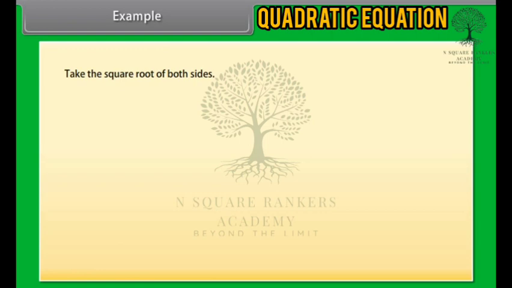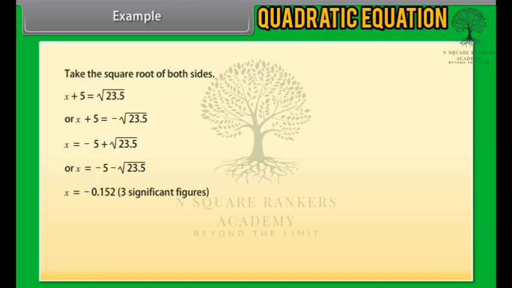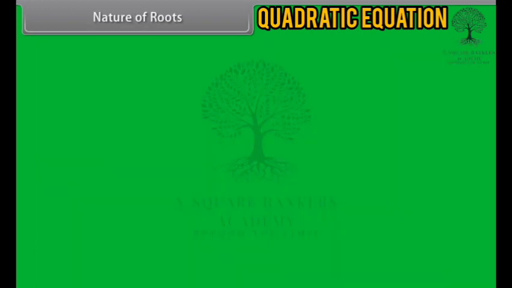Take the square root of both sides. x + 5 is equal to the square root of 23.5, or x + 5 is equal to minus the square root of 23.5. x is equal to -5 + √23.5, or x is equal to -5 - √23.5. x is equal to -0.152 to three significant figures, or x is equal to -9.85 to three significant figures.